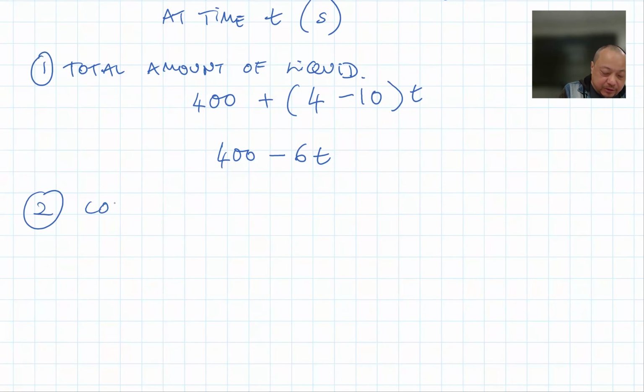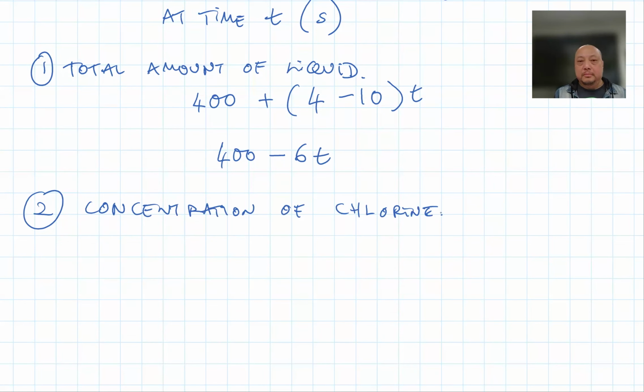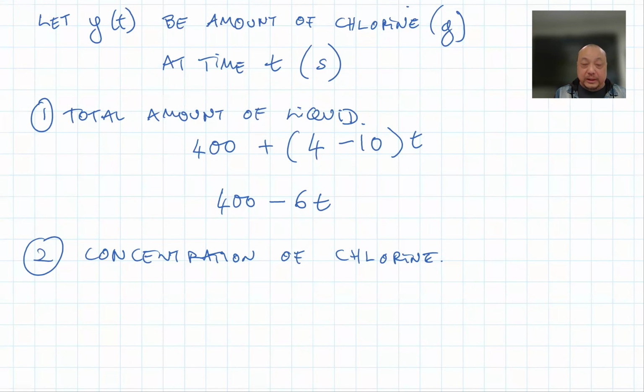The second step is to find the concentration of chlorine. This is actually the step that a lot of people get stuck on. But it turns out to be a lot simpler than you think. Because concentration of chlorine is defined by how many grams of chlorine per liter, right? So that means you want total amount of chlorine divided by total liquid.